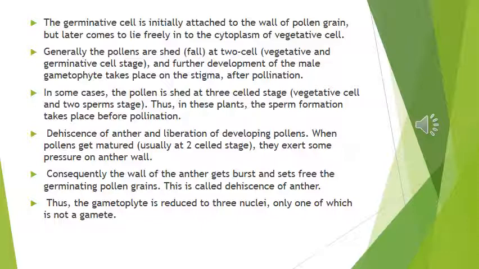For example, Portulaca, and especially the cereal crops like wheat, rice, maize of the family Gramineae, and sugarcane. That means in this Gramineae family, in which plants like wheat, rice, maize, all the cereals, such a type of nucleus is formed, which gives rise to trinucleate pollens. In this way, this is the overall development of the male gametophyte.